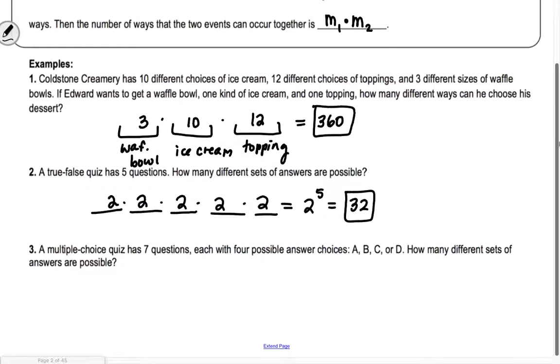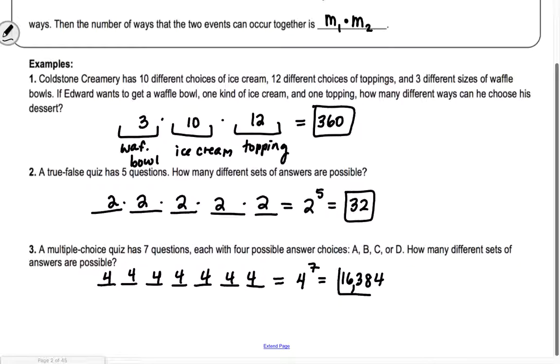So how about this one? A multiple choice quiz has 7 questions, each with 4 possible answer choices. So these 7 questions, 1, 2, 3, 4, 5, 6, 7, have 4 possibilities. How many different sets of answers are possible? 16,384. How did you get that? I did 4 to the 7th. Yep, exactly. So each one has 4 possibilities. Each of those possibilities goes with each other possibility, so it ends up being 16,384.